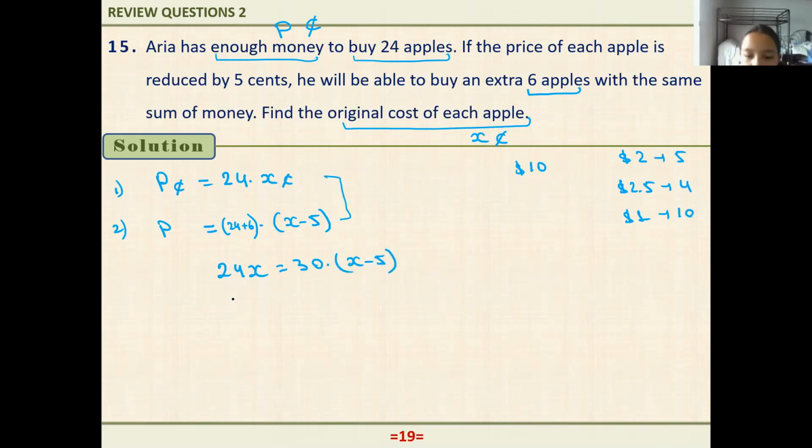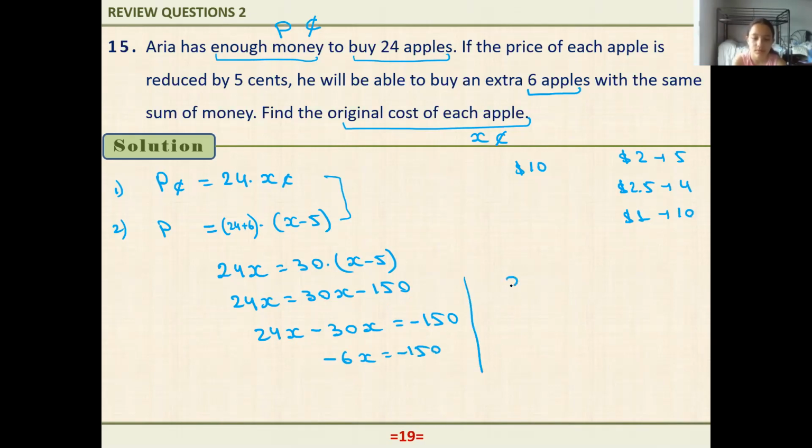So now we just need to solve this problem. Here we have 24x, remove the brackets, 30x minus 30 times 5, 150, right? So now take this 30x to the left-hand side: 24x minus 30x equals, what is left here? If I take the 150 to the left, it is negative 150, right? So 24x minus 30x, negative 6x equals negative 150.